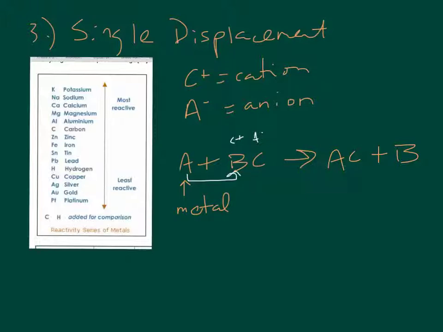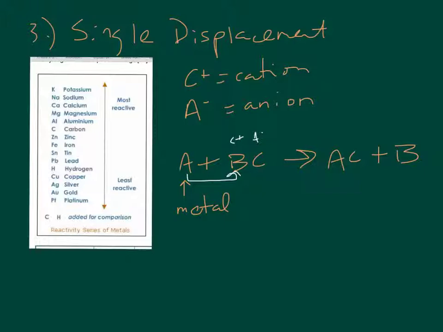So the A and the B are going to switch places. So the A and the B have now switched places, okay? And the A is the new cation, and of course the C was always the anion, so it just stays the anion, right? So again, this is only when you have A as a metal, all right?